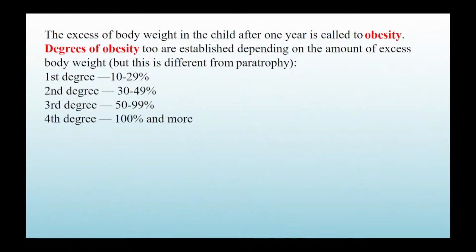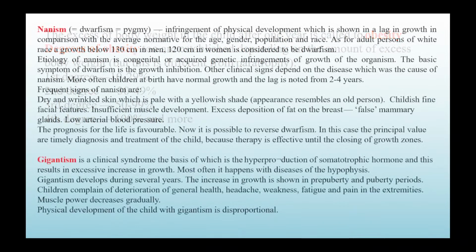That is according to body weight, but we also have different body heights. Nanism or dwarfism is an impediment of physical development, shown in a lag in growth in comparison with the average normative for the age, gender, population, and race. An adult person of white race who grows below 130 centimeters in men and 120 centimeters in women is considered to have dwarfism.